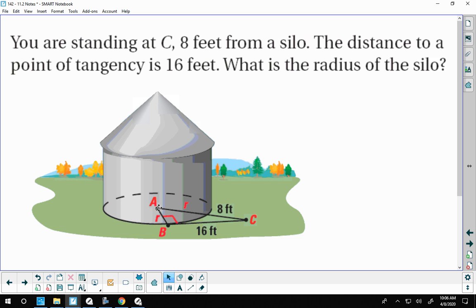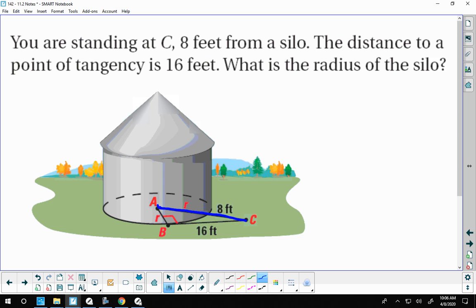Remember, radius just goes from center to an endpoint on the circle. So both of these are considered the radius, and they're the same distance. Now, same thing that we just did, because we have a right angle, we can use Pythagorean theorem. The only trick here is the length of the hypotenuse. So my hypotenuse goes all the way from A to C.